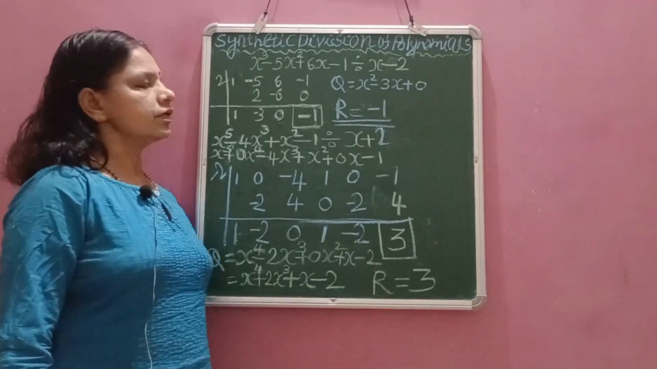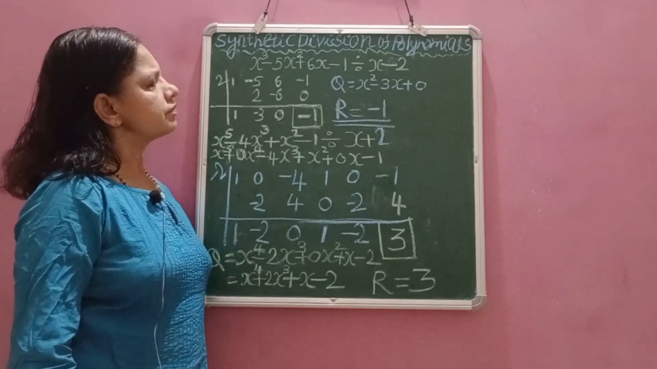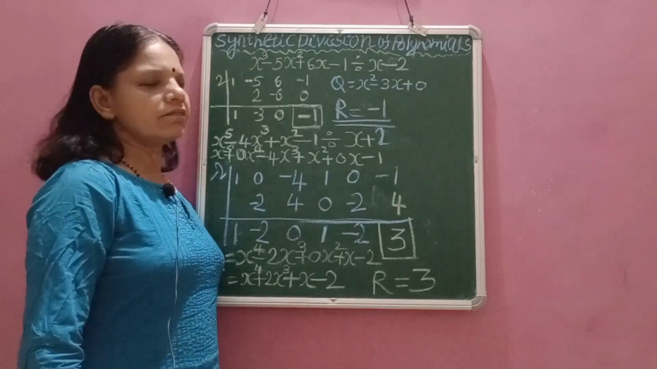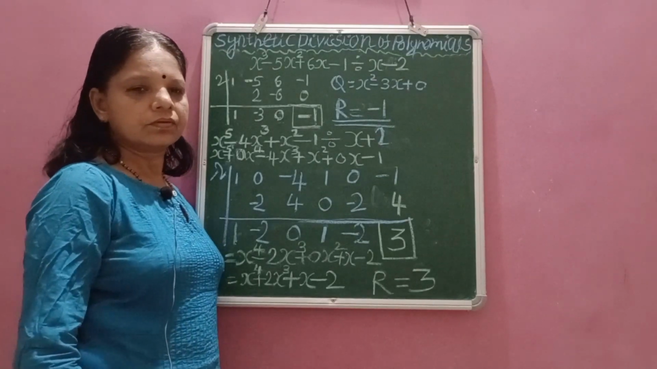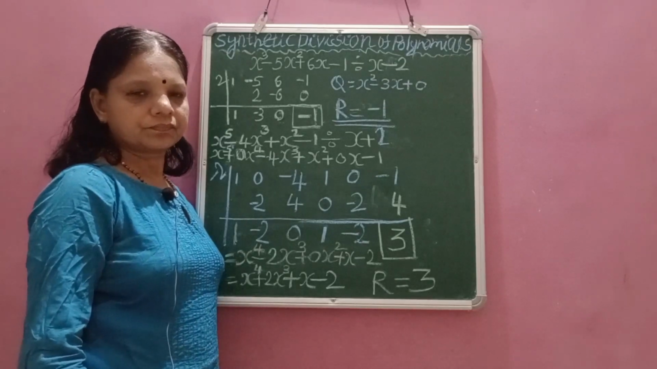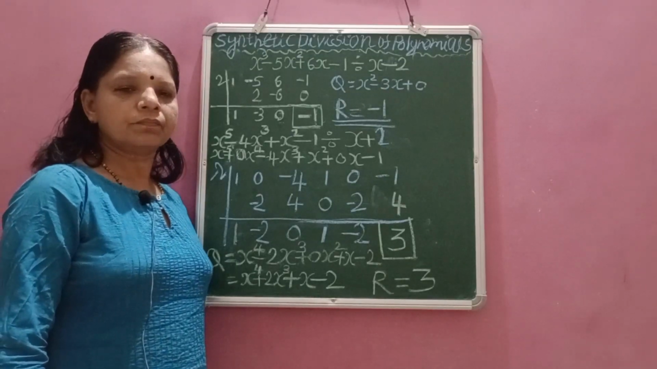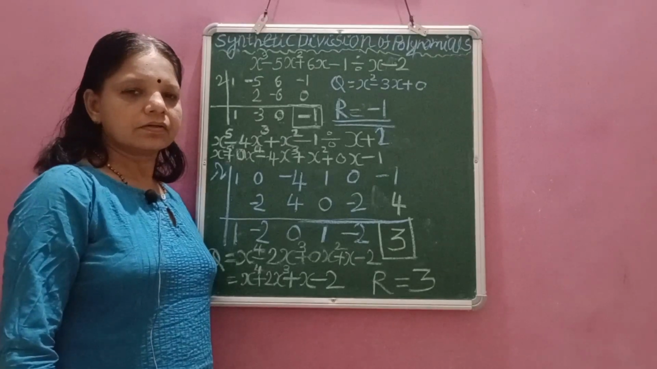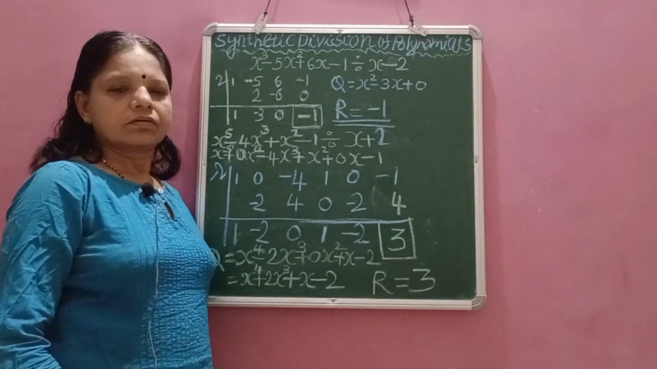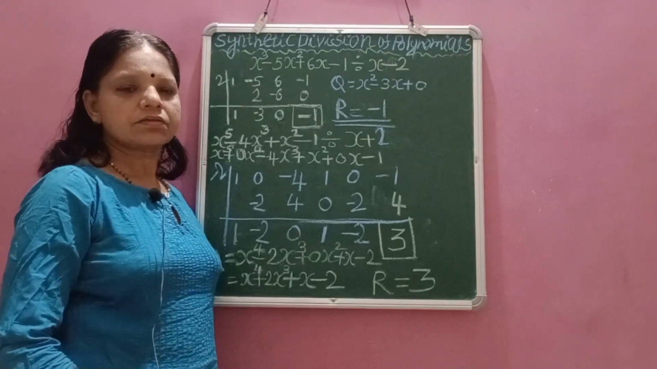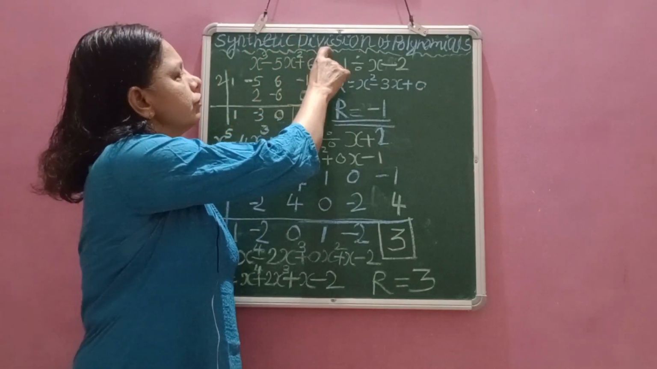The first one is x cube minus 5x square plus 6x minus 1 divided by x minus 2. First you have to observe the dividend so that all the indices should be there, and if it is not there, write that index with coefficient 0. So look at this polynomial here, 3, 2, 1, 0.